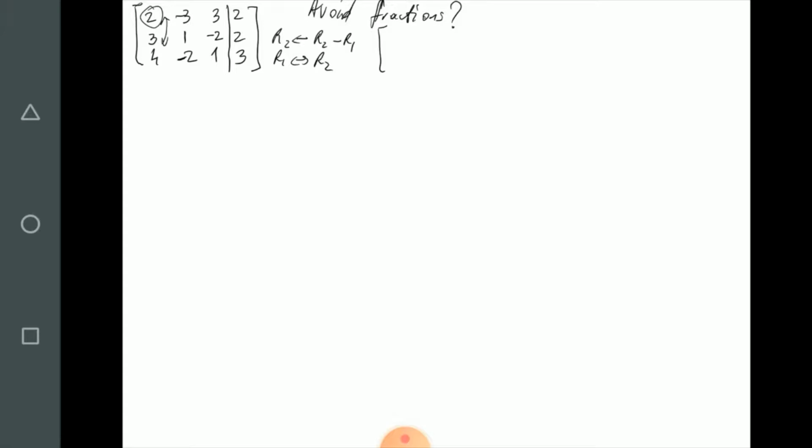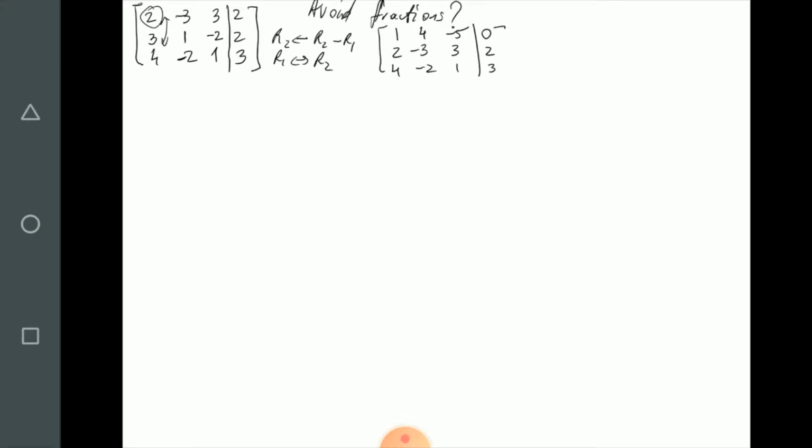3 minus 2 is 1, so I'll do the interchange on the same step. 1 minus negative 3 makes it 4. Minus 2 minus 3 is minus 5. 2 minus 2 is 0. And then the old row 1 becomes the new row 2.